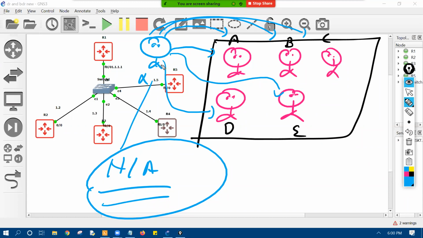But in this case, what happened? If you want to get the information, you have to form the neighborship adjacency with every person, right? That is not a feasible solution. So to avoid this problem, what we can introduce over there? Just take an example, if this classroom has thousands of people, this person has to maintain the thousands of the student information.